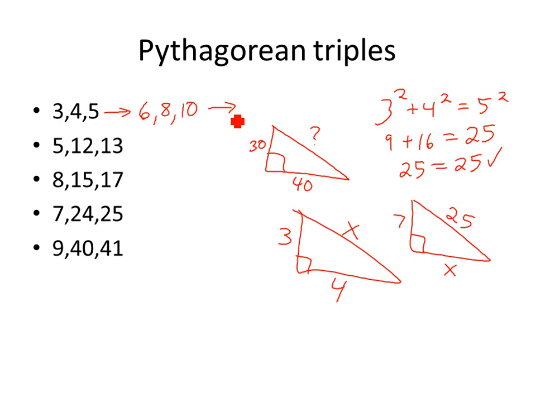Say it again. 12, 16, 20, so on, so on, so on. So if you see a triangle, and you can remember this, you see this side's 12 and this side's 20, what's that third side have to be? 16.